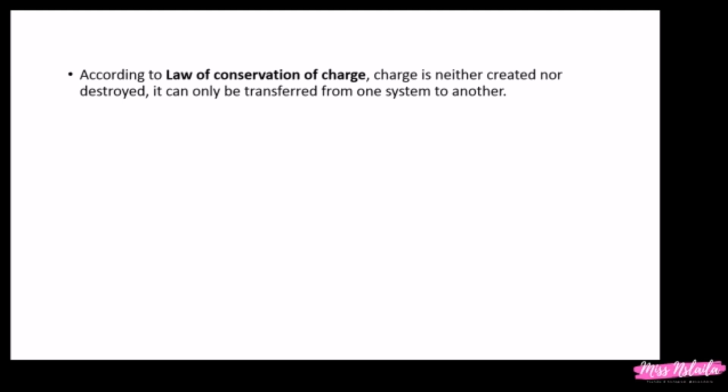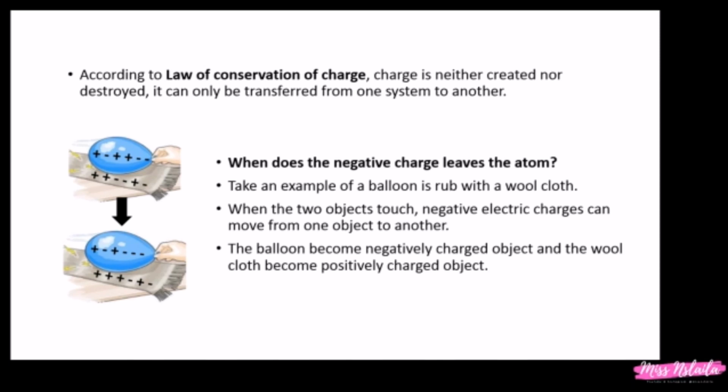According to the law of conservation of charge, charge is neither created nor destroyed. It can only be transferred from one system to another. For example, we have a balloon which we wrap with a wool cloth. When the two objects touch, the negative electric charge can be moved from one object to another. Thus, the balloon will become a negatively charged object and the wool cloth becomes a positively charged object.